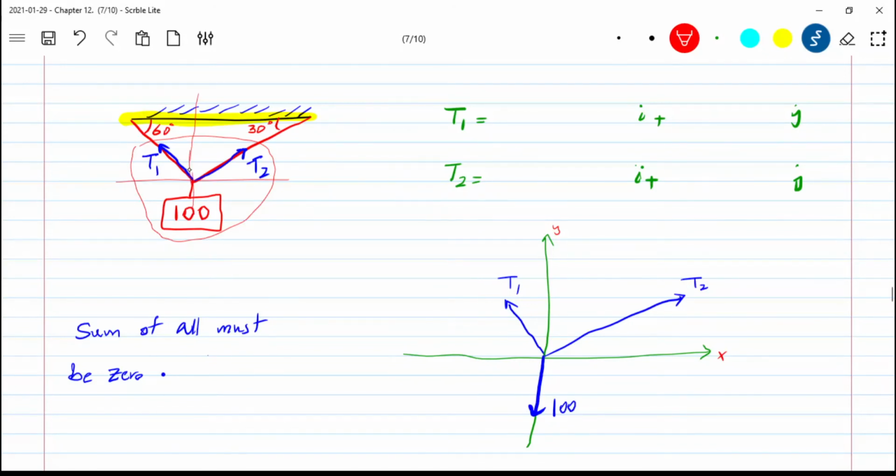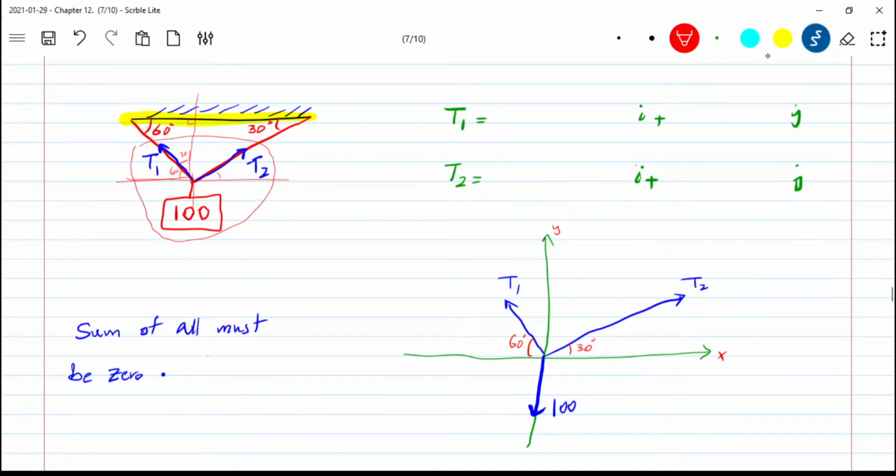But you can answer this question, what is this angle? This angle is 60 plus 90 plus something here. This must be 30, which means this is 60. Or you can say these two are parallel, so therefore that is 60, this must be 60. So I can say that this angle here is 60 degrees. Similarly, that angle must be 30 degrees. And the 100-pound weight is along the y-axis downward.